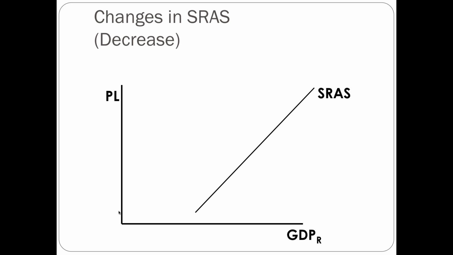Now, a decrease in SRAS is going to shift to the left. So we have our original SRAS curve shifting to the left to SRAS1. Once again, that S1 should be next to the A. It just didn't fit on the PowerPoint. All right, so next video, we're going to talk about some of the determinants of short-run aggregate supply.